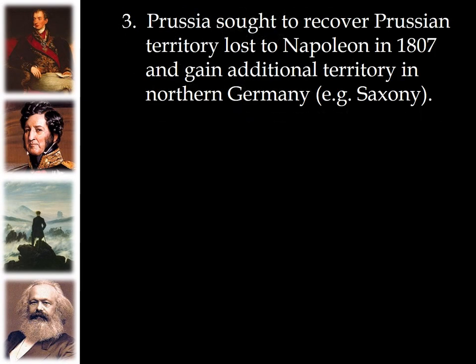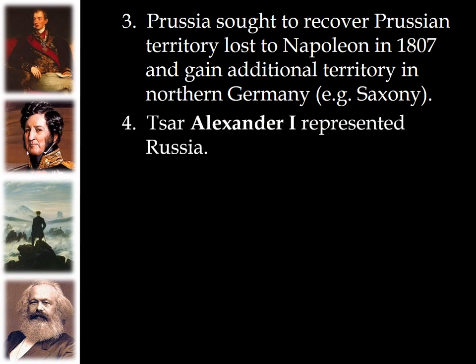Prussia sought to recover Prussian territory that had been lost to Napoleon in 1807, and they also wanted to gain more territory in northern Germany, for example, Saxony. They were hoping that this would be one of the benefits for ending the war on the winning side.